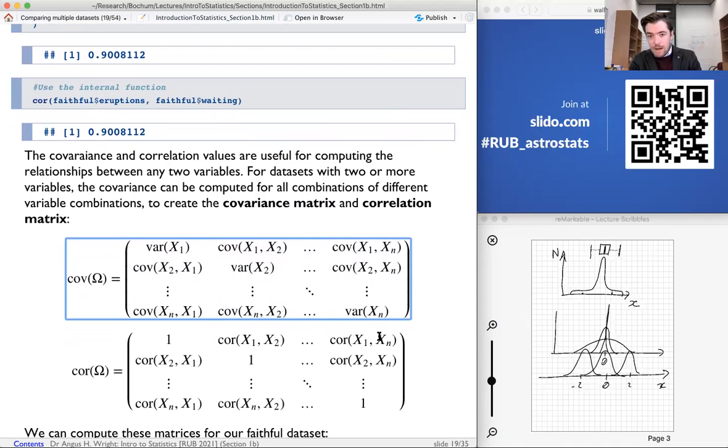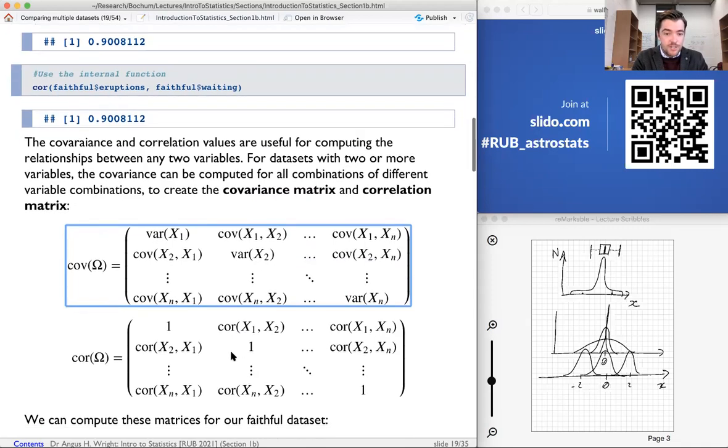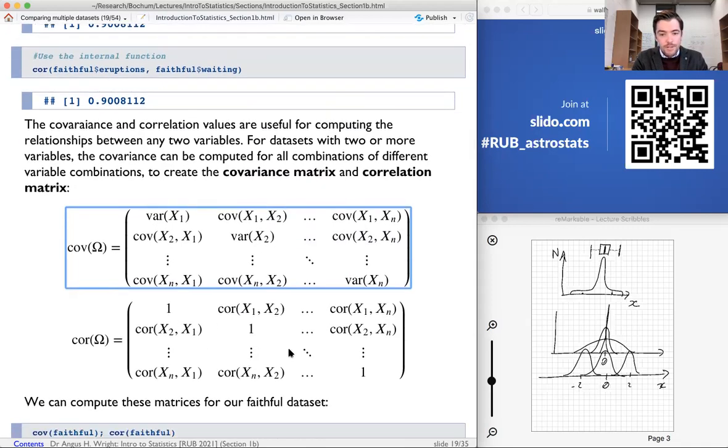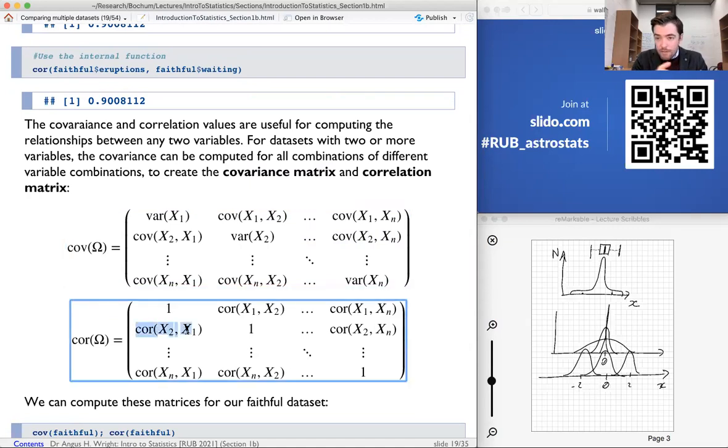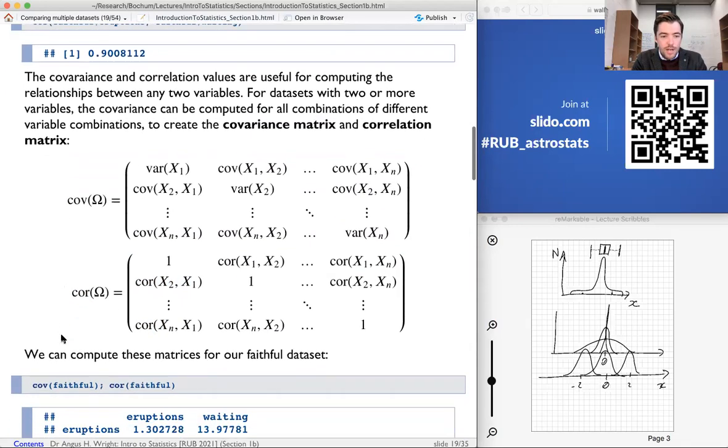Computing the same thing now, but using the correlation instead of the covariance gives us this thing, which has ones all along the diagonal. That kind of makes sense because the correlation of any data set with itself ought to be perfect. And then you have the correlation between all the other variables in the off-diagonal positions. And so this gives us the correlation matrix and the covariance matrix of any data set.